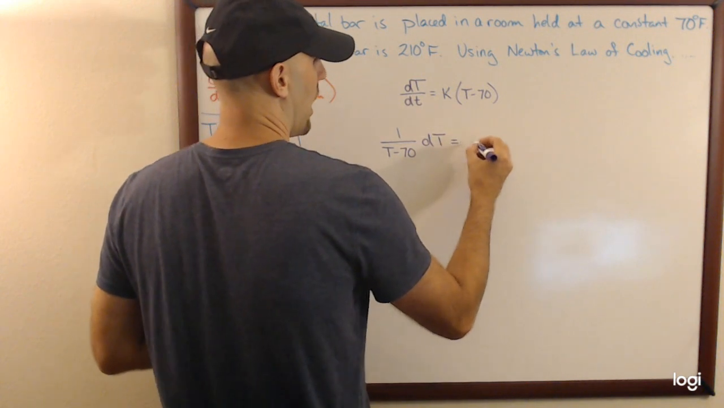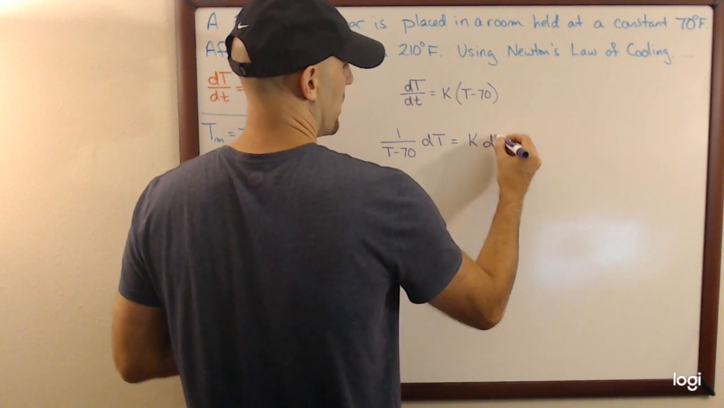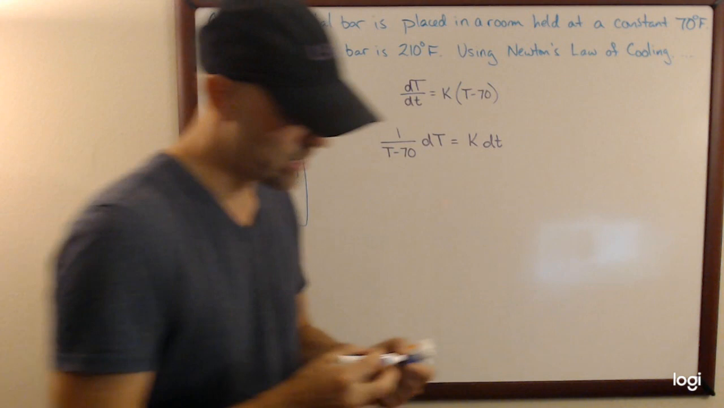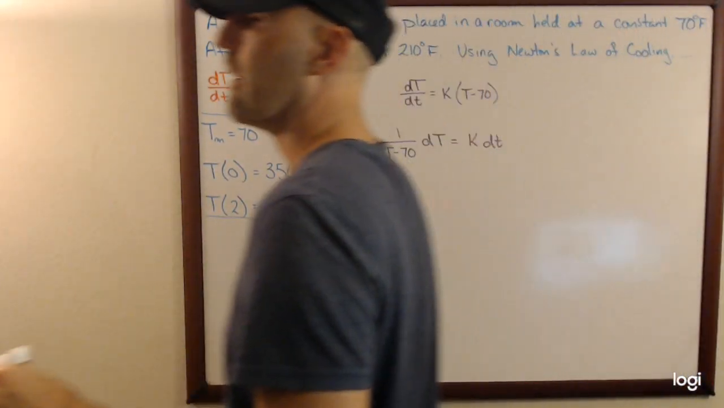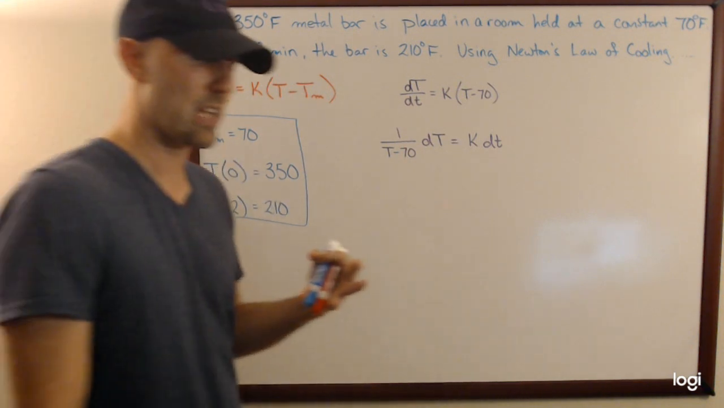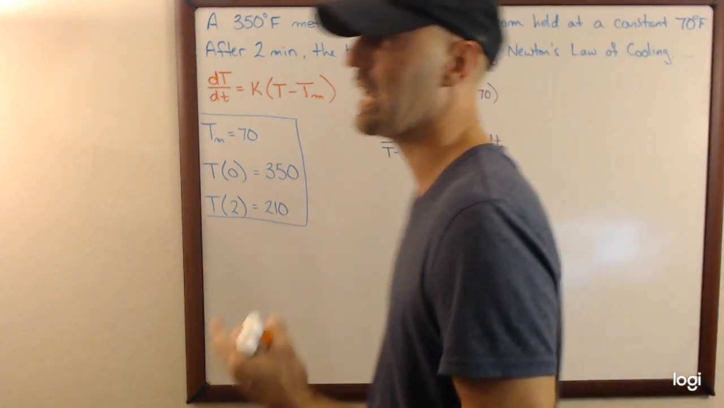Okay. Now I want to talk about something for a second. I'm gonna rewrite this in my separated form, right? So I just divided by T minus 70, and that's only going to be a problem if the temperature, capital T, ever hits 70 degrees. Now the temperature, that capital T, that's the temperature of the bar, will the temperature of the bar ever actually hit 70 degrees?